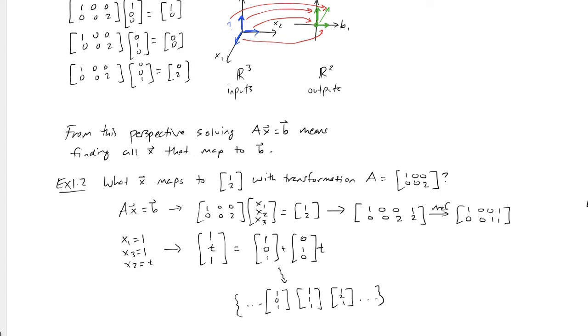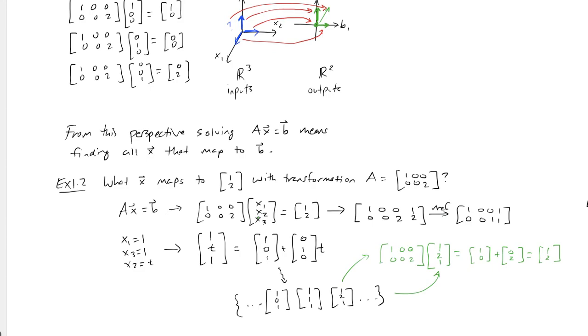And let's just check this. So we'll do [1, 0, 0; 0, 0, 2] times, let's do our last vector here, (1, 2, 1). And if we do that, remember these are the weights on these columns, so this will be 1 times (1, 0) plus 2 times the 0 vector plus 1 times (0, 2), which is (1, 2). So any of these go in, and we get out the vector (1, 2), which is pretty cool.